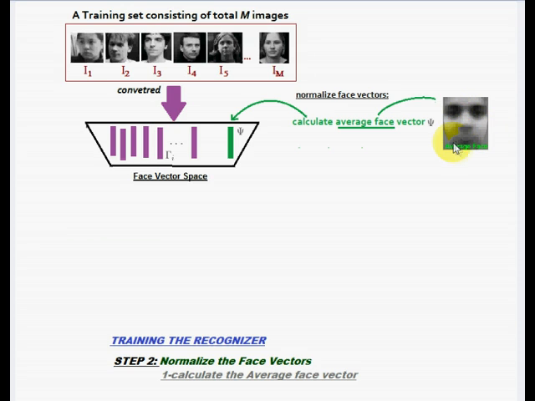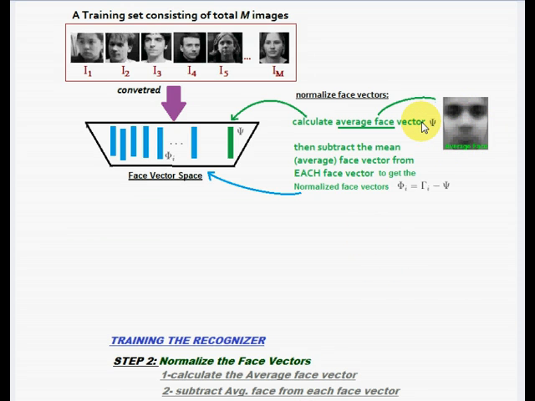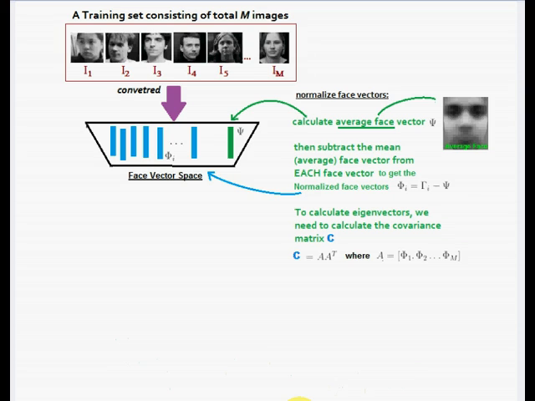Now if we subtract this average face from each of our face vectors, depicted by tor I, then we will be left with the normalized face vectors, which I have depicted by the blue bars, as you can see, and the mathematical denotation is phi I. So now that we have normalized face vectors, the next thing we do is calculate the eigenvectors, and eigenvectors are calculated from the covariance matrix.